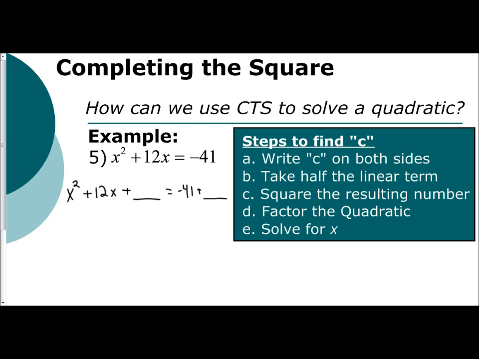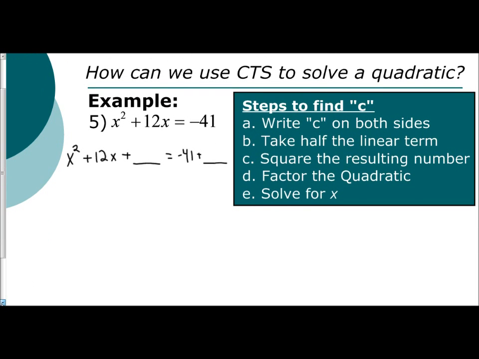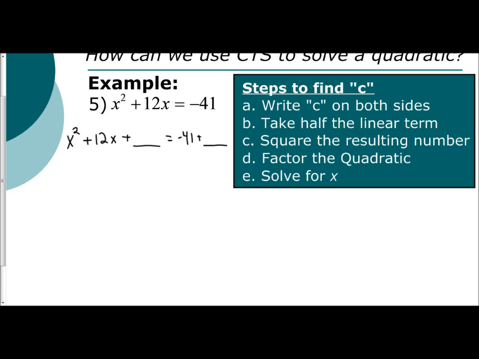And now what we do is we take half our linear term, which is a positive 12. So I'm going to take half of 12, which is 6, and I am going to square that number, which gives me 36. This is the c value that goes on both sides, the 36. And now we find the binomial that when squared would yield this trinomial. We look for the perfect square, and that's where our work comes in.